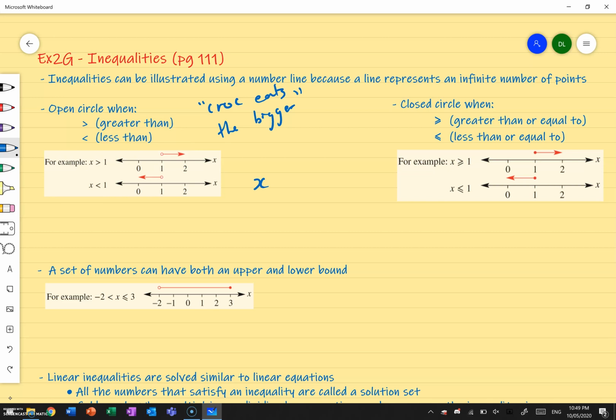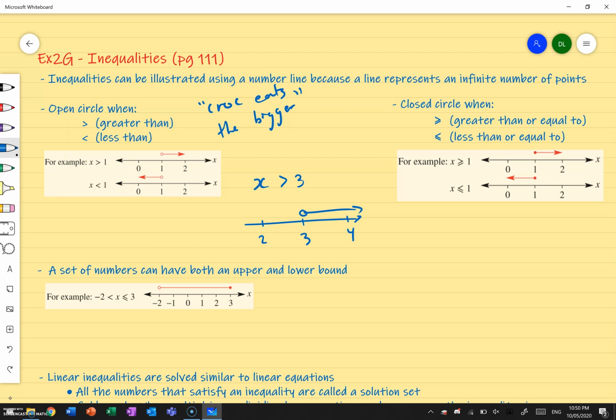If x is greater than 3, and I draw my number line, let's say that's 2, 3, 4. If x is greater than 3, I know that it can be anything more than 3, but it cannot be 3, so I draw a big open circle. That's the idea, okay?